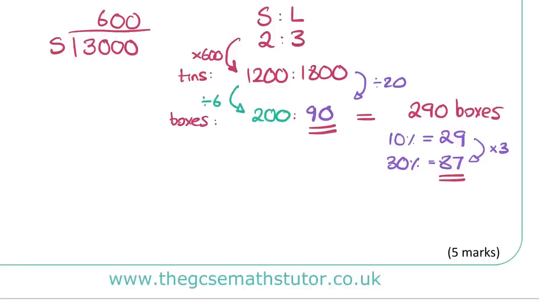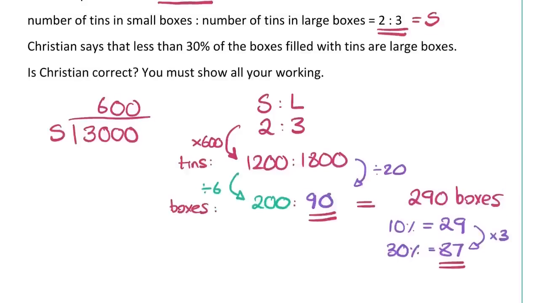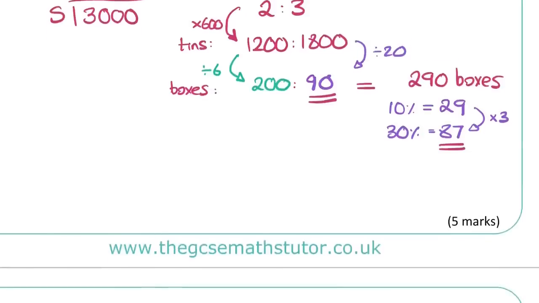So 30% of the boxes is 87, but we have 90. So Christian's statement says that less than 30% of the boxes are large boxes. Well, we have 90 large boxes, and 30% would be 87. So no, he's not correct. So we would just say here, no, he is not correct. And it's backed up by all of our working.